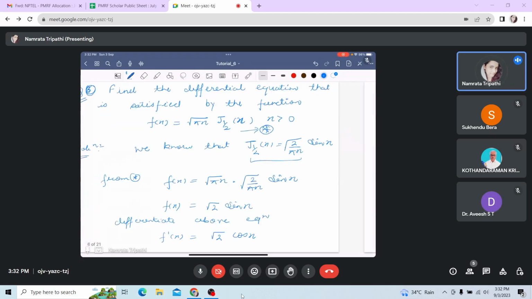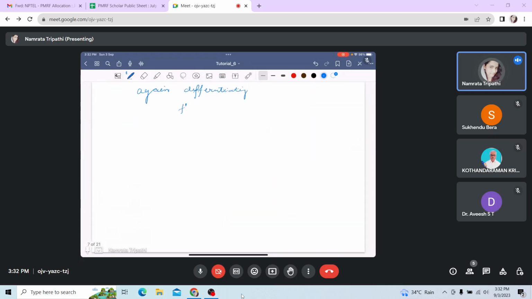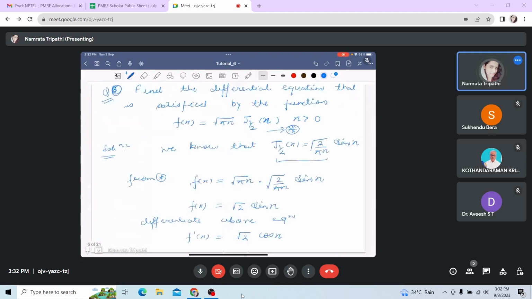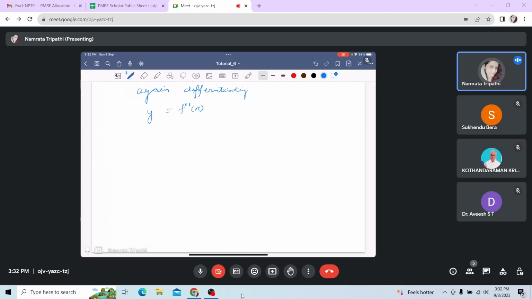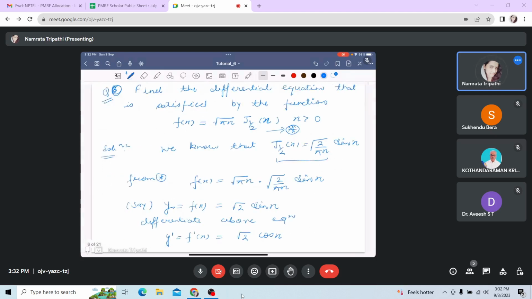So this is f dash x. After again differentiating, you will get, you can say f of x is y. So this is y dash. So here y double dash is equals to minus under root 2 sine of x. Now let's say this is question 1, this is question 2.